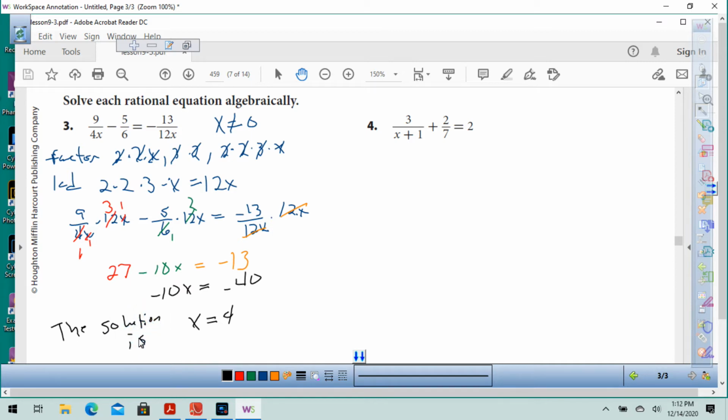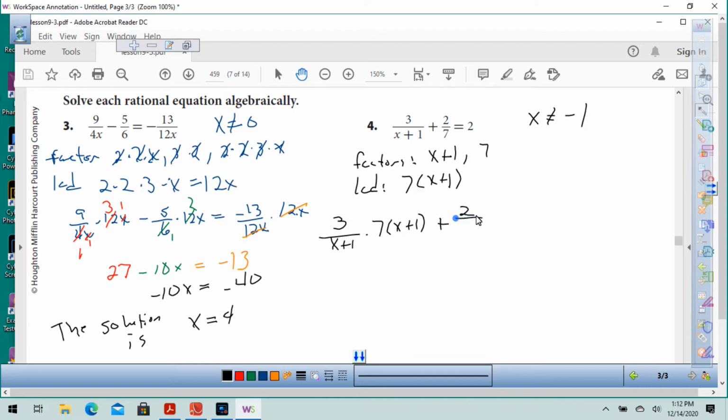The solution is 4. And let's go over here. Let's take a look at here. All right, what do we got? X cannot equal -1. All right, what are our factors? We have x plus 1, and we have 7. So our least common denominator will be 7 times x plus 1. So we've got 3 over x plus 1 times 7 and then x plus 1.